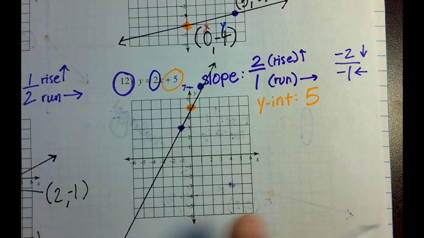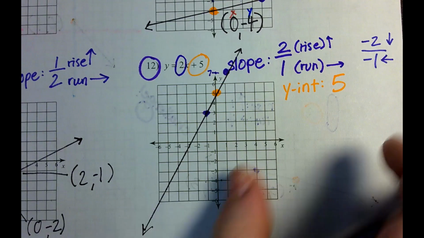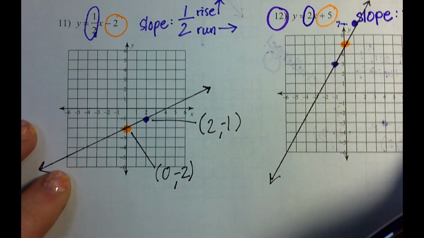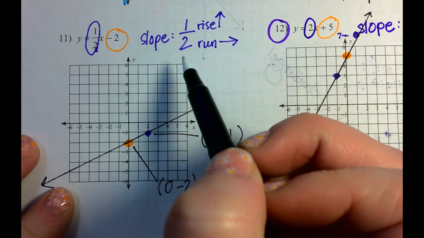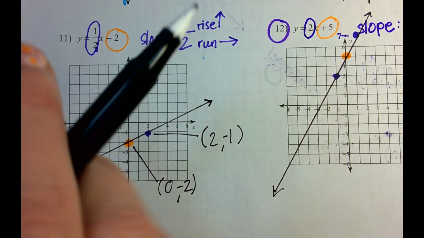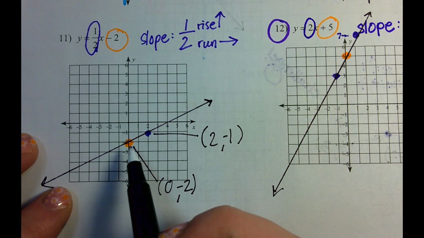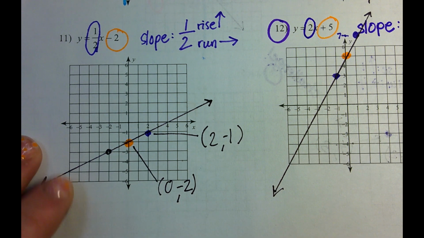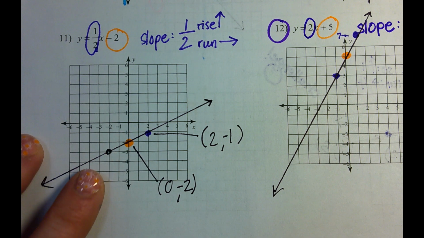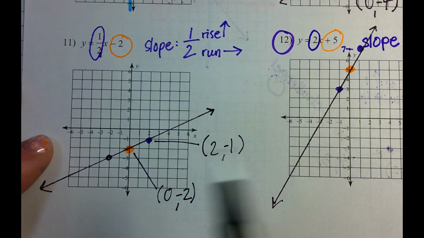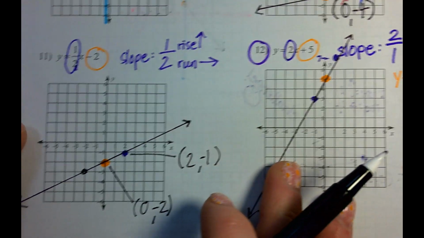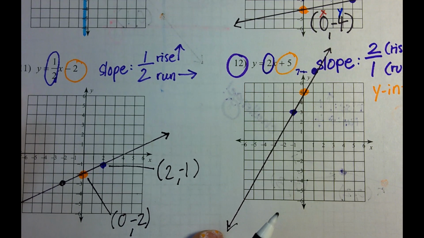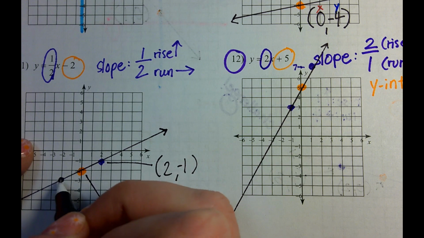If I wanted to, for example, I'm going to look at number 11. My slope was 1/2. My rise was up 1 over 2 for run. I could go down 1 over 2 to the left. And that's on my line. See that? I can do it the opposite way. We could do that with any line.